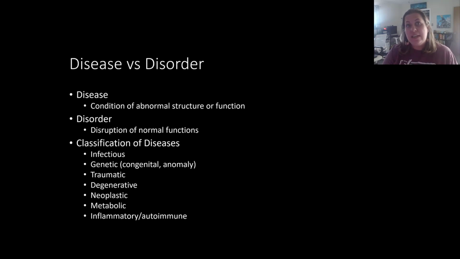Then you have degenerative. Degenerative means that it's going to deteriorate over time. There's a deterioration that's occurring, and a lot of times this happens with aging. As you age, things start to deteriorate and not work like they're supposed to.